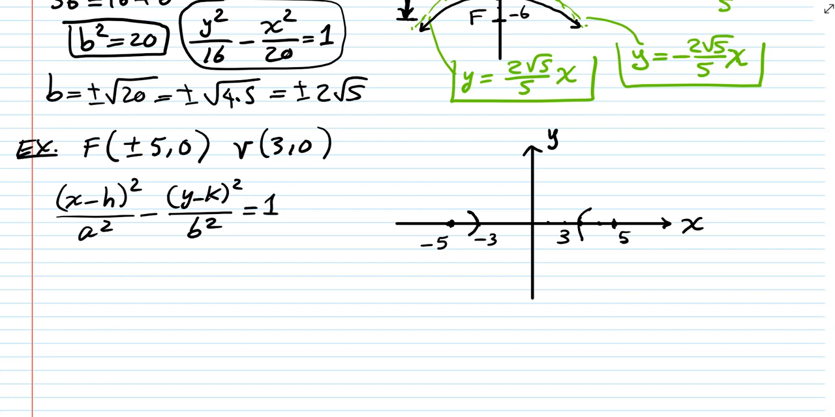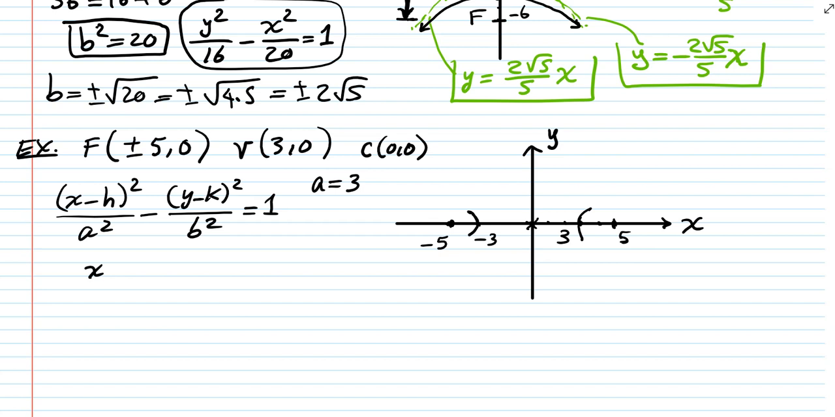Good. So we pin down the equation. Now the specifics. Distance from center to a vertex. That's a, right? A is 3. The center is going to be at 0, 0, because halfway between the two vertices is the center, 0, 0.